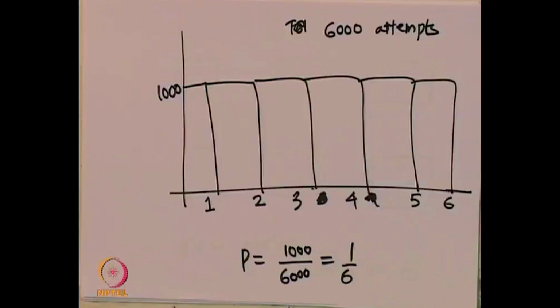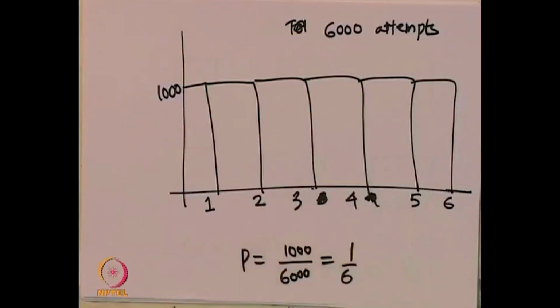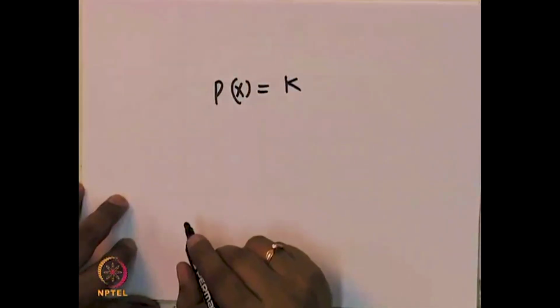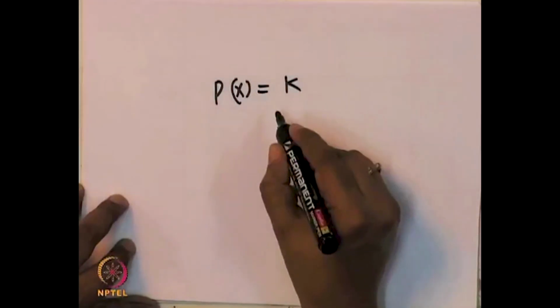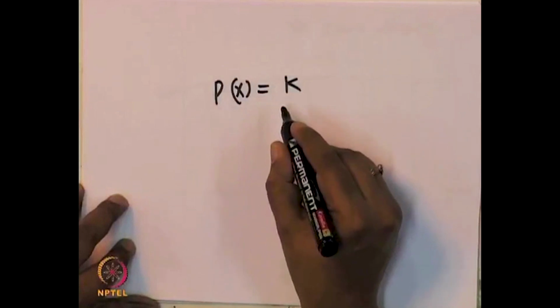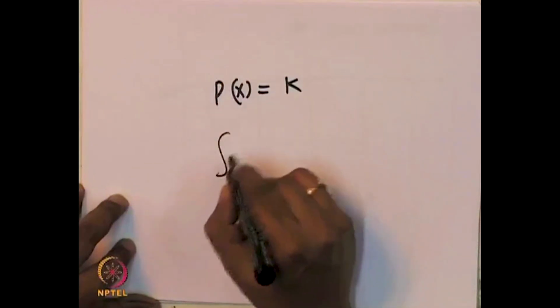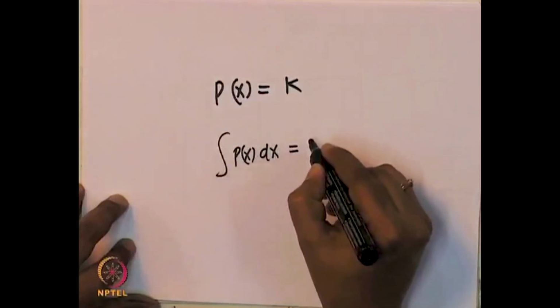So, this is called a uniform distribution. In other words, you can say that P of x is some constant k. That is, it's always the same. Now, what is k? How do we find it? So, integral p of x dx has to be 1.